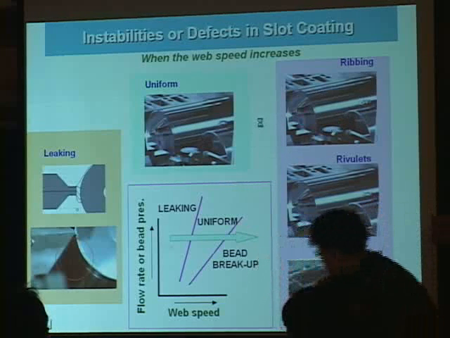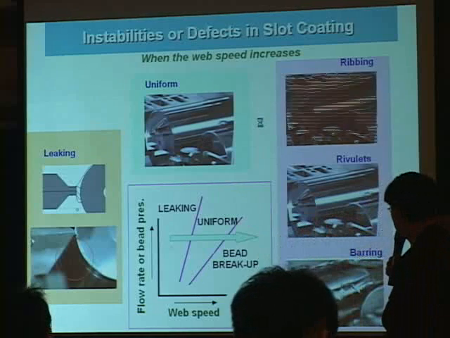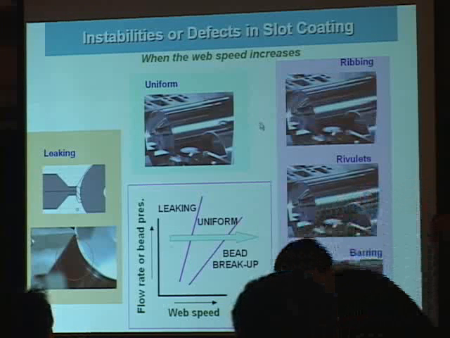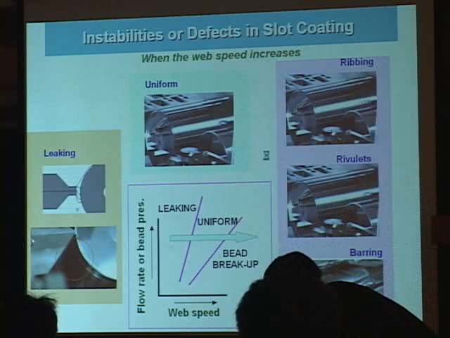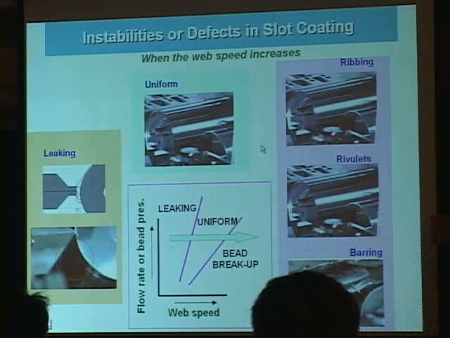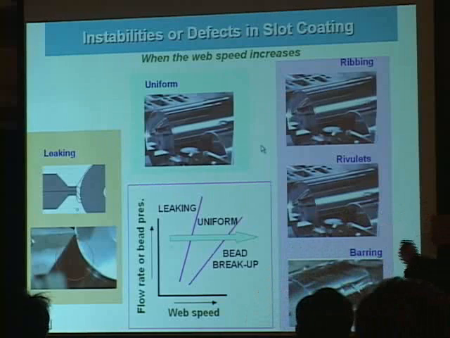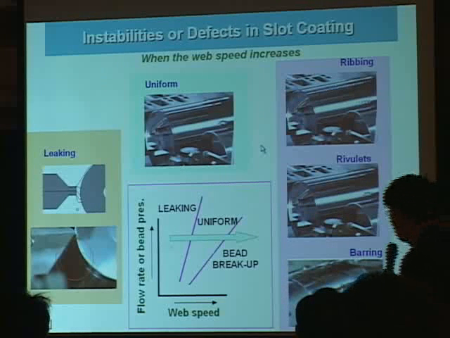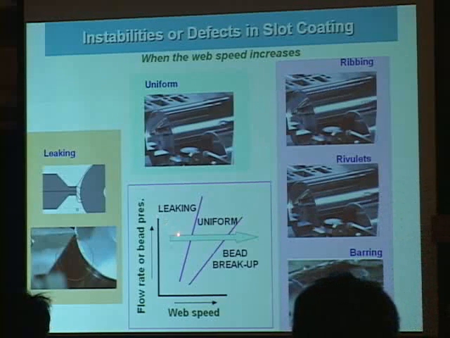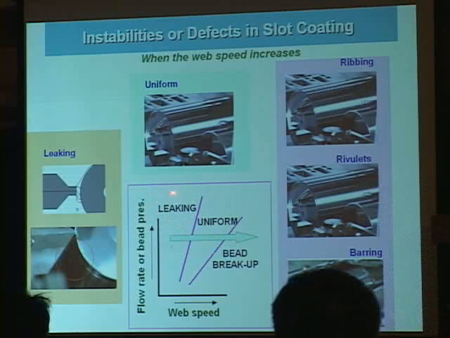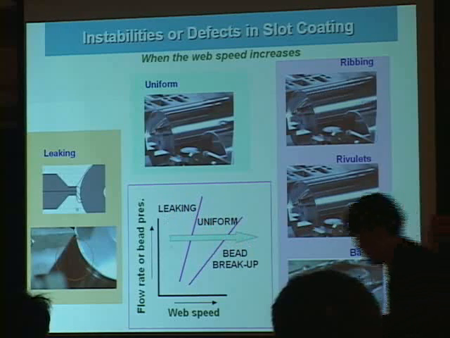Ribbing is defined as cross-web variation of coating thickness. And rivulet is the severe ribbing, and barring is the downweb variation of coating layer thickness. So we discern these regions, like the leaking, bead breakup, and uniform regions, using theoretical and experimental tools.